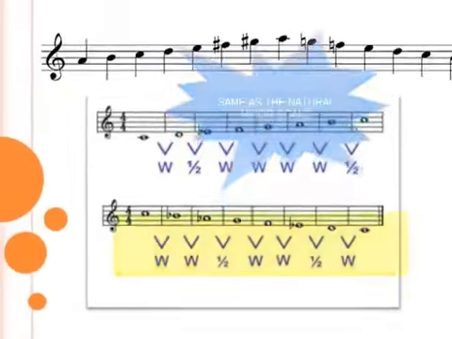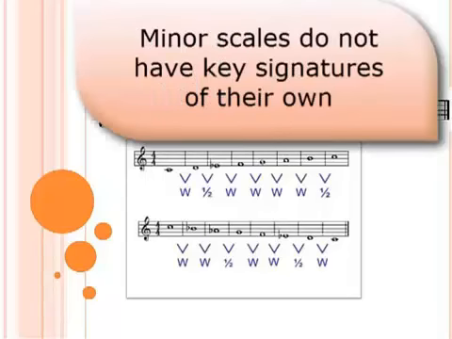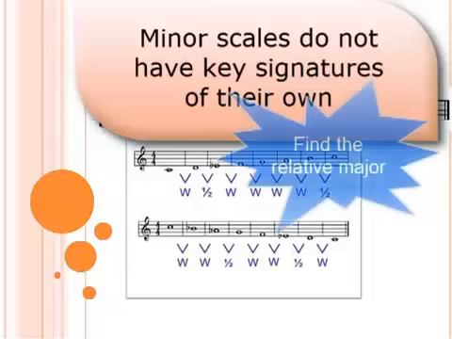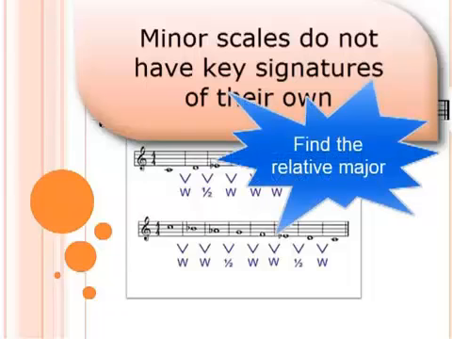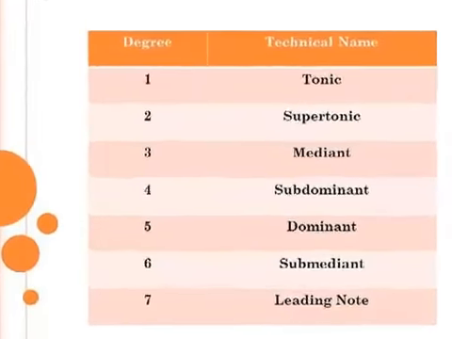Remember that minor scales must borrow the key signatures from their relative major scales. Minor scales do not have key signatures of their own. Only major scales have key signatures, which means that you must find the relative major in order to find the key signature. Let's just review the technical names of the degrees of the scale.